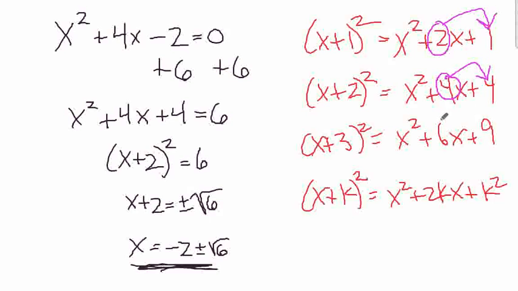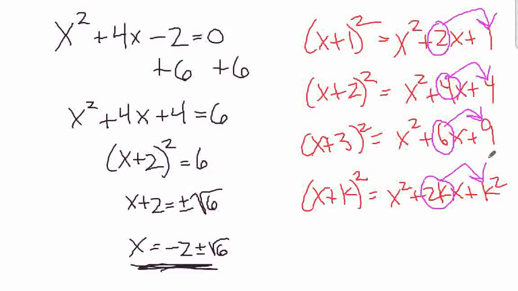Next one. What's half of 6? Half of 6 is 3. 3 squared gives 9. And then the last one, what's half of 2k? Half of 2k is k. k squared, well, that's k squared. See that?